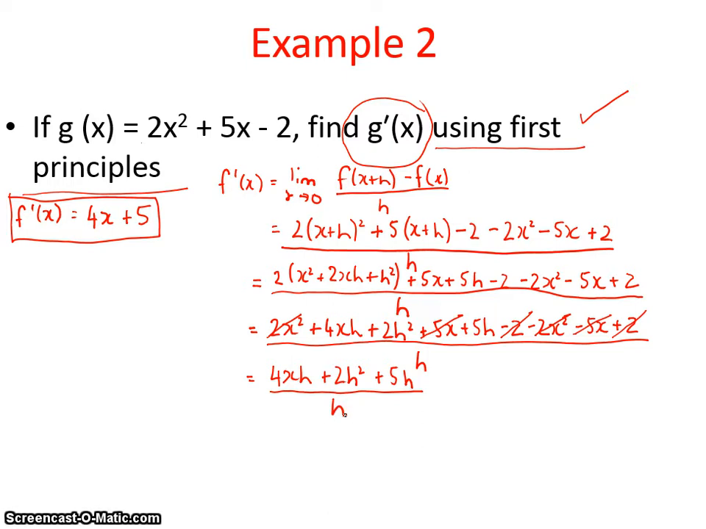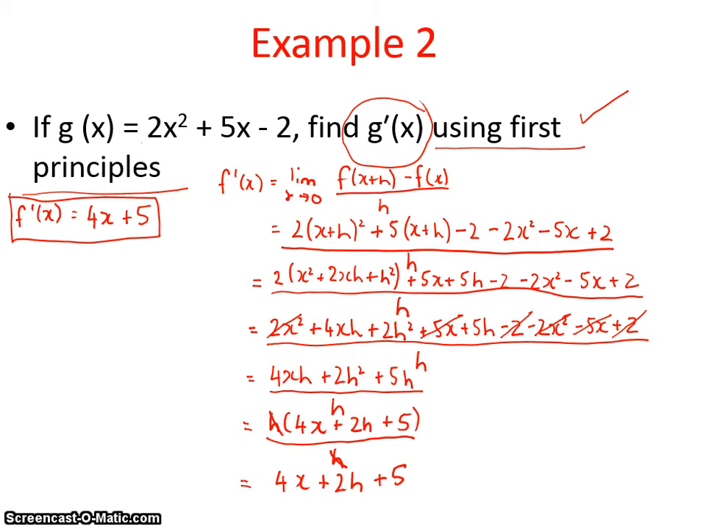Now again, I have to simplify the numerator. I have to take h out as a common factor, and I'm left with 4x plus 2h plus 5. The whole thing over h. H's cancel out, and I'm left with the final expression of 4x plus 2h plus 5.